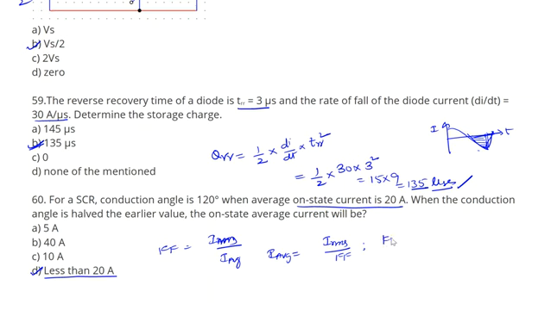The form factor for 120 degrees conduction mode is 1.878. It's a standard value, just remember this value. For 60 degrees it will be around 2.781. Now as you can see, as the form factor value increases, the average value decreases. So from this conclusion we can say that it is less than 20 amperes of current.